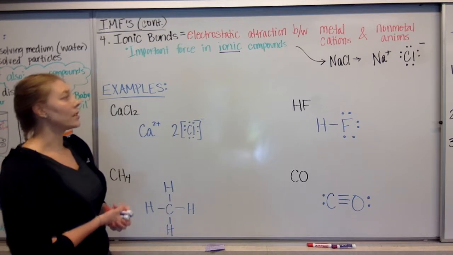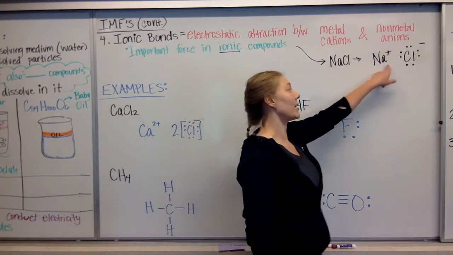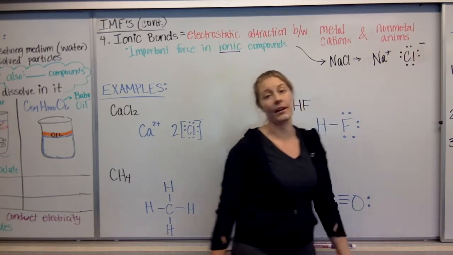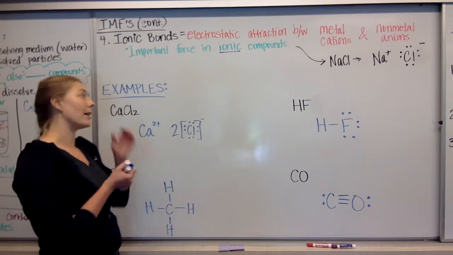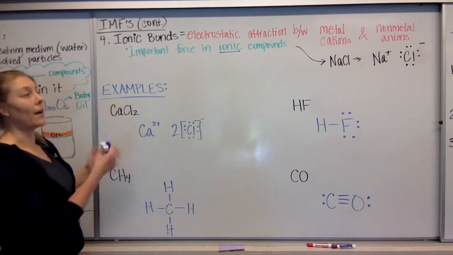The most common one we talk about is NaCl. We have Na giving up its electron to chlorine, making sodium have a +1 charge and chlorine have a -1 charge. This is an ionic compound. The opposite charges are then going to attract, right? So here's some examples. We're going to identify our 4 IMFs at work here.